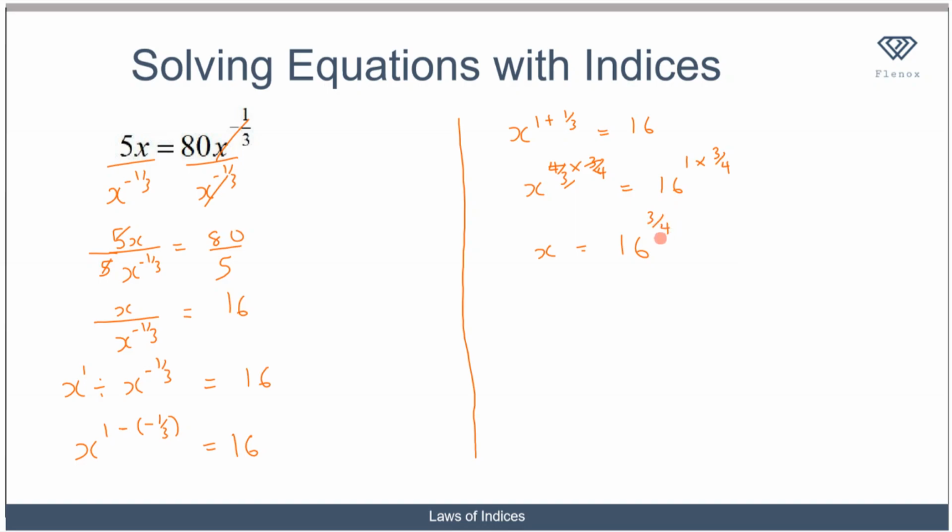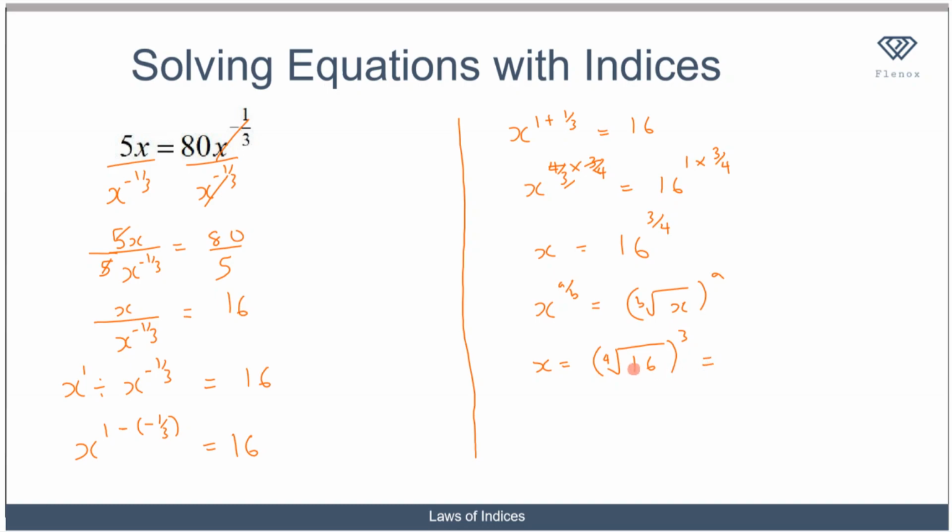Now based on the last law, the seventh law of indices, we are told that if you have a number x raised to the power of a over b, it is equal to the bth root of x to the power of a. So in this case I can simplify since I have 16. My b here is 4, so x equals the fourth root of the number, which is 16, all raised to the power of 3.